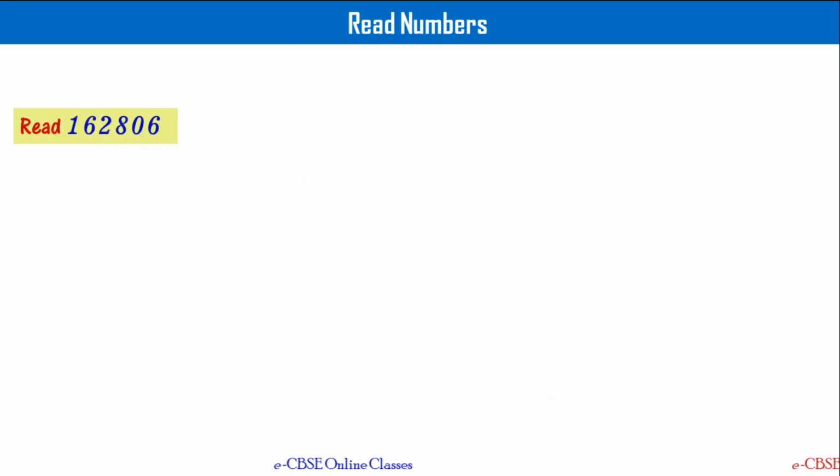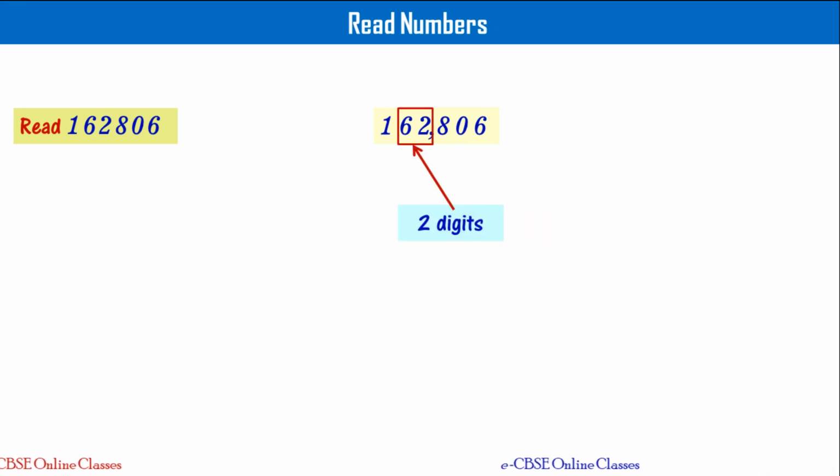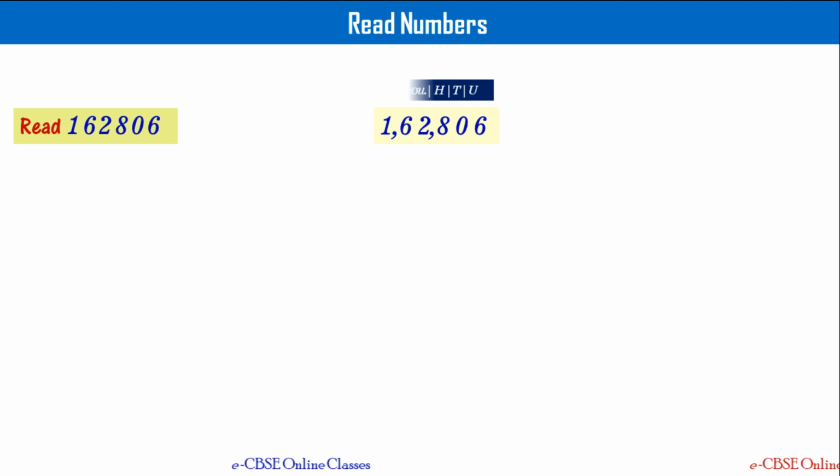Let's read the numbers. The number given is 162806. To read the number in the Indian system of numeration, first we have to find the groups. The first group from the right has got 3 digits, mark it, and next 2 digits, mark that, and then you have only 1 digit, so we can stop here.